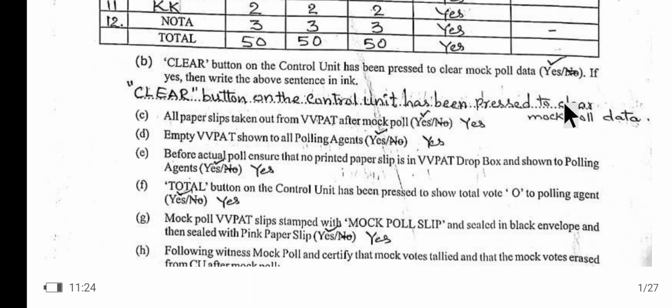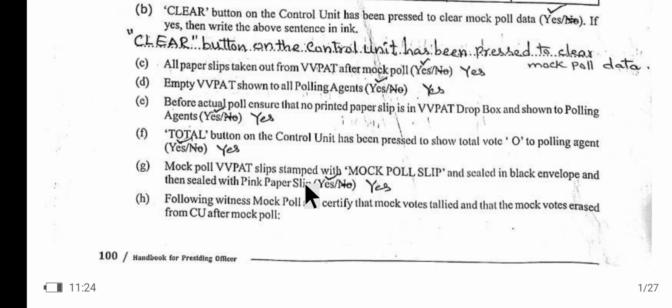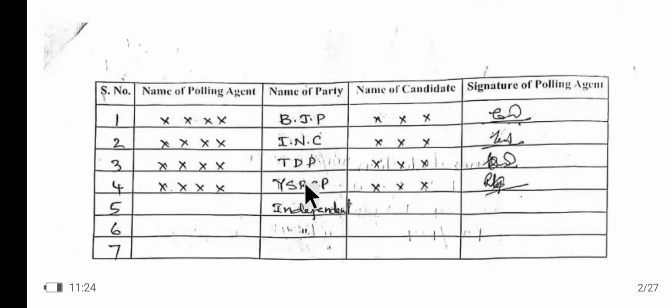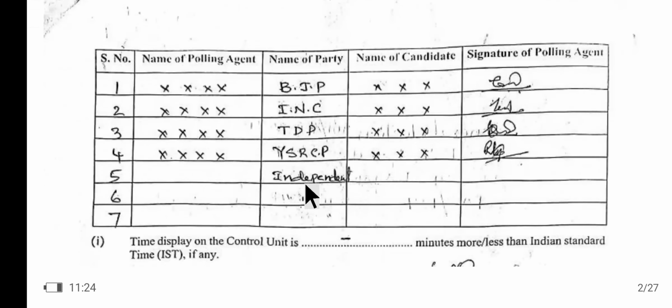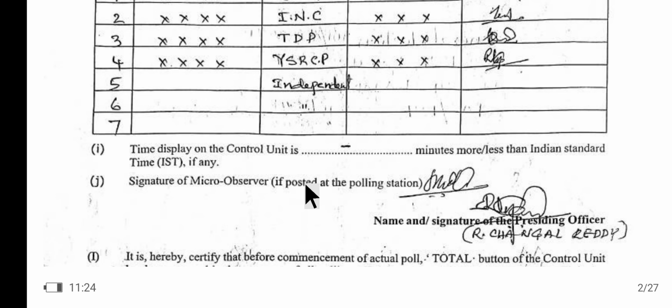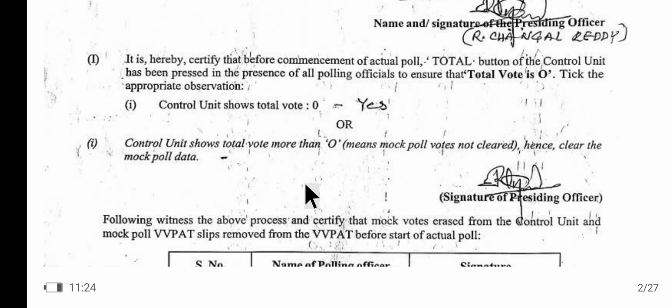This we have to write this line in English, and we have to check this list yes or no kind of things. So follow as per your polling station information. Now the second part of this is name of the polling agent, party, candidate and signature should be collected and should be filled in. Now we will go to the next part.